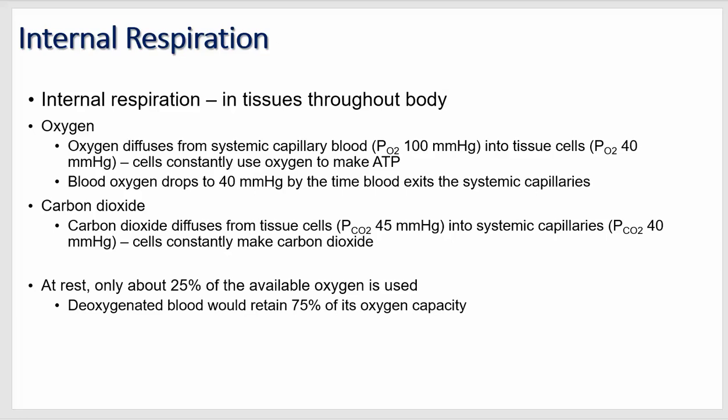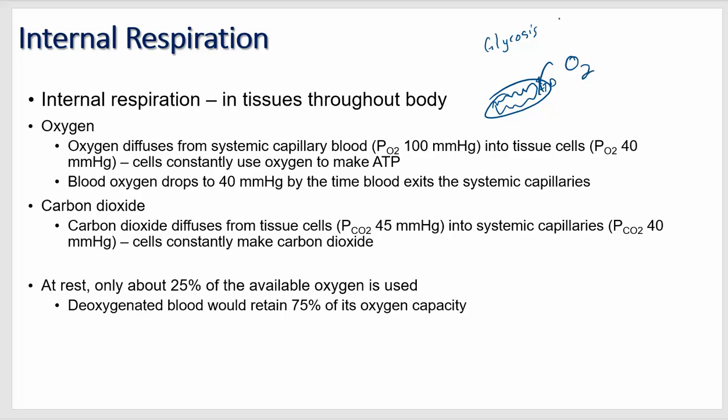All right, so internal respiration. So oxygen diffuses from systemic capillary blood into the tissues, and cells are constantly using oxygen to make ATP in the mitochondria. Remember, the mitochondria, powerhouse of the cell, is making ATP. And then you have glycolysis out here, and this is what oxygen is for, to make ATP in the mitochondria.